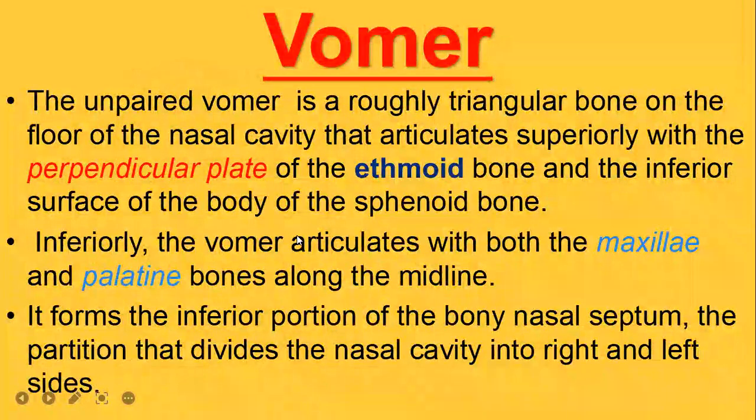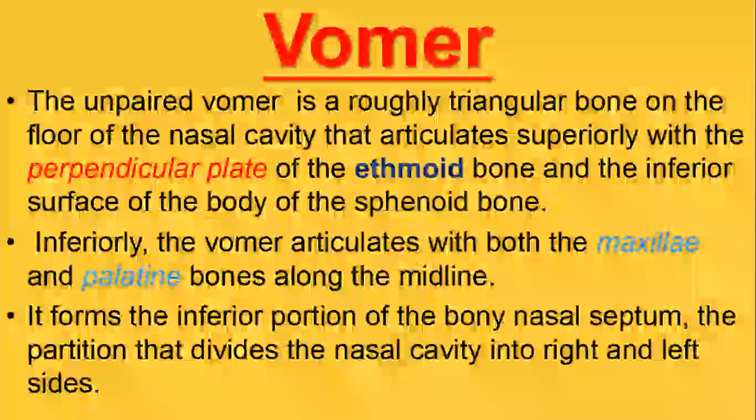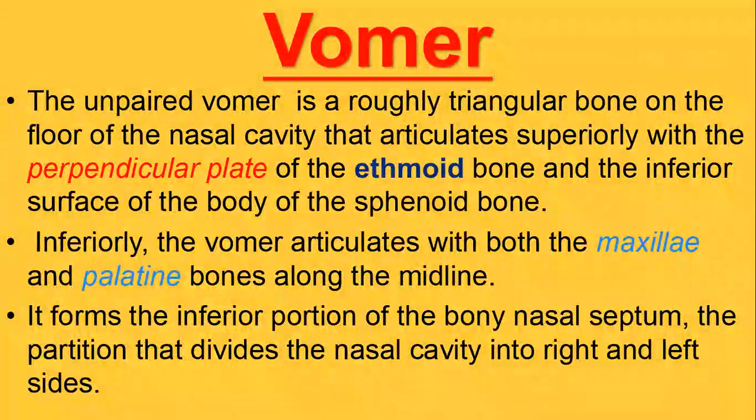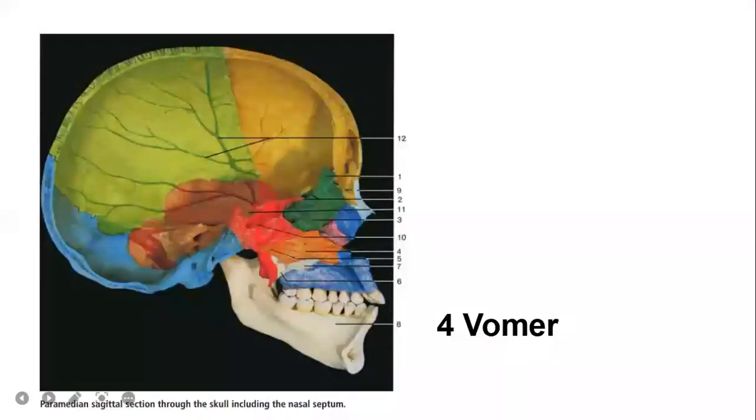Another bone of the face is the vomer. The unpaired vomer is a roughly triangular bone on the floor of the nasal cavity that articulates superiorly with the perpendicular plate of the ethmoid bone and the inferior surface of the body of the sphenoid bone. Inferiorly, the vomer articulates with both the maxillary and palatine bones along the midline. It forms the inferior portion of the nasal septum, the partition that divides the nasal cavity into right and left sides.